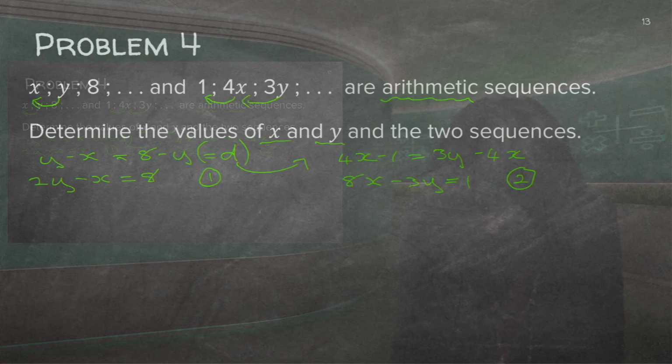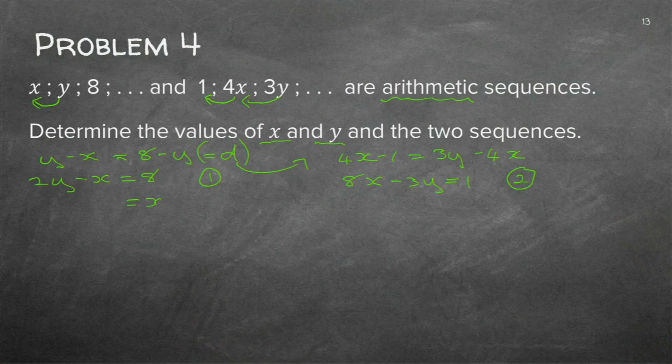So I'll rather take the x over to the right-hand side here, 2y minus 8, because if I now have this equation, I can go to that one and I can say 8x minus 3y is equal to 1, because in the x's space, I can write 2y minus 8. So I'm just using the other method now.